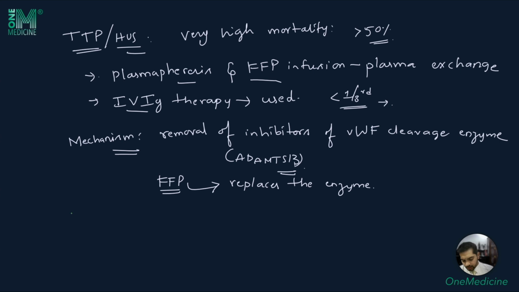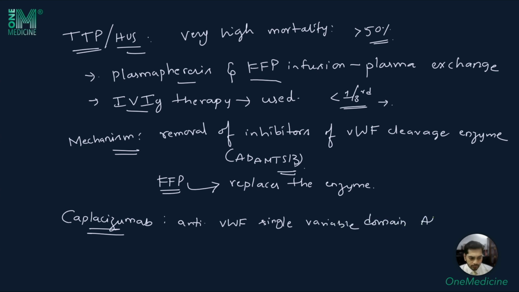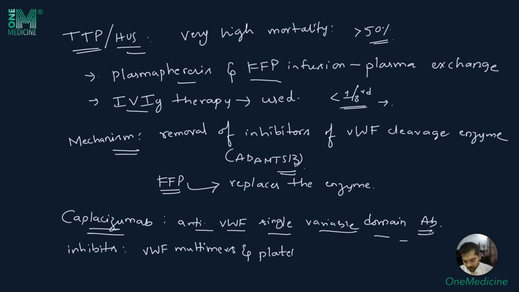Other options for TTP and HUS include caplacizumab, which is an anti-von Willebrand factor single variable domain antibody. It inhibits the interaction between von Willebrand factor multimers and platelets, leading to normalization of platelet count.